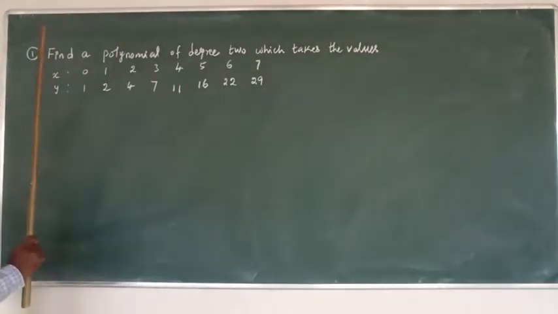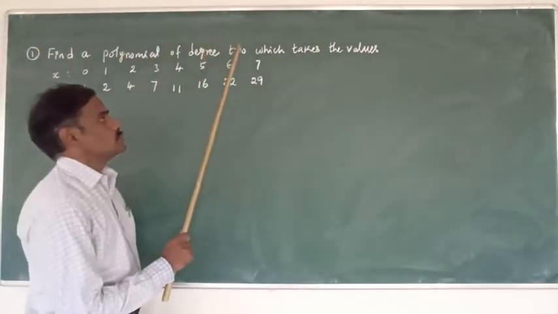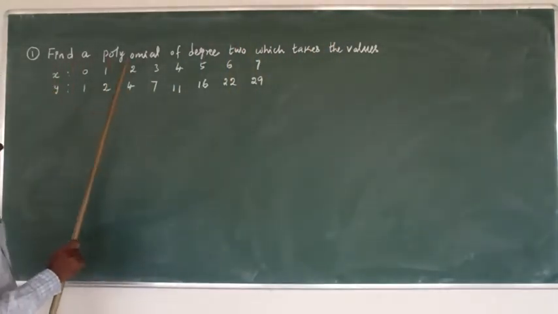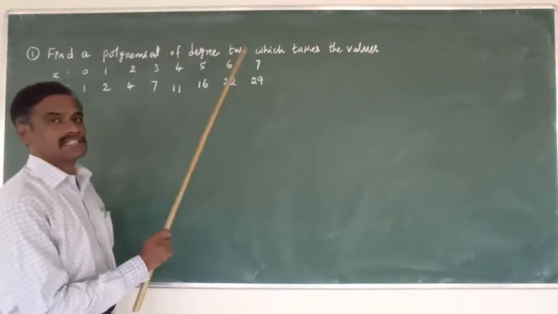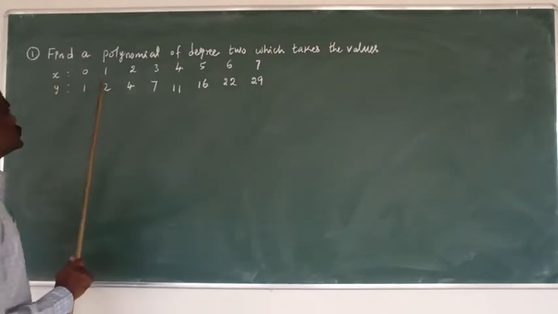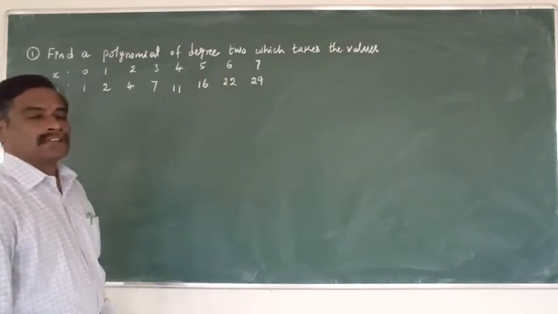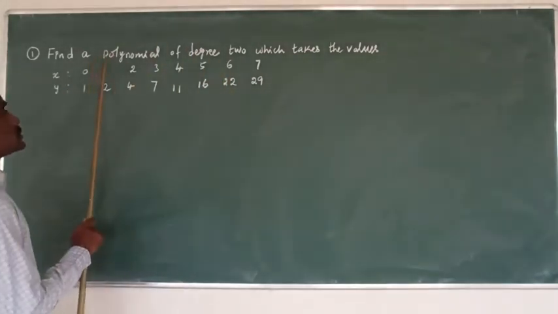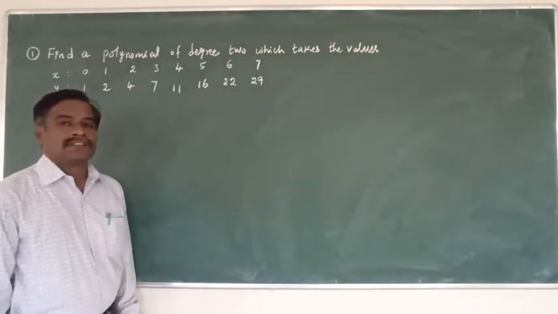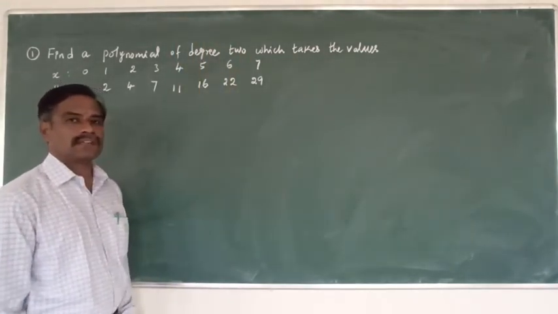Next one, find a polynomial of degree 2 which takes the values x: 0, 1, 2, 3, 4, 5, 6, 7, and corresponding y values: 1, 2, 4, 7, 11, 16, 22, 29. Here, to find the polynomial equation, that equation is of degree 2.